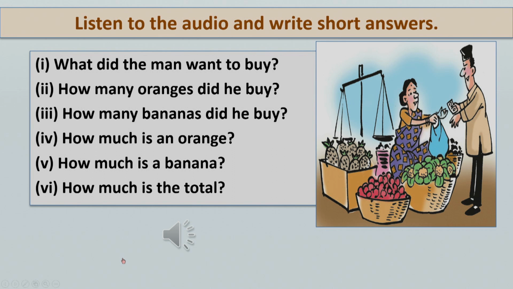Unit 7. Listen to a conversation between a shopkeeper and a customer. How can I help you, sir? I need some oranges. How much is it? Rupees 5 per piece. How many do you need? Give me 2, please. And how much is banana? It's rupees 3 a piece. How many do you need? 5 of them, please. How much is the total? It's 25, sir. Here you are.